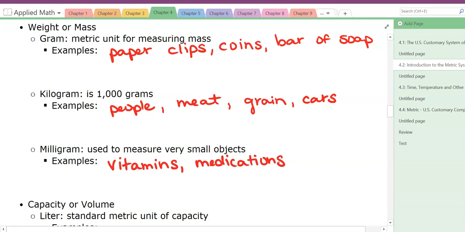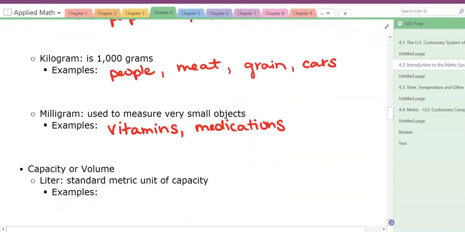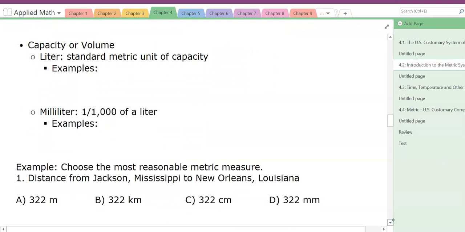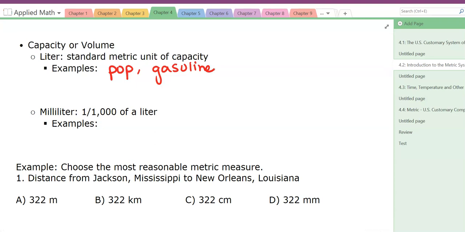And then lastly, we have capacity or volume. Two of the main ones that we have here would be liters or milliliters. So liter again is your standard unit. That would be used to measure something like pop, like if you go to the store and buy a 2 liter of pop, or even gasoline. Similar to what a gallon would be for us in the US system would be a liter.